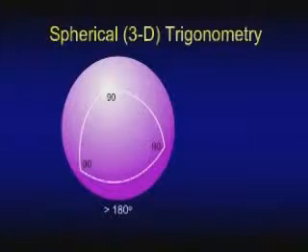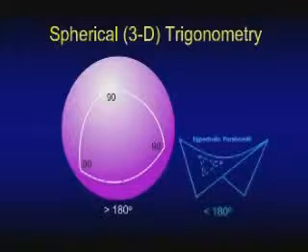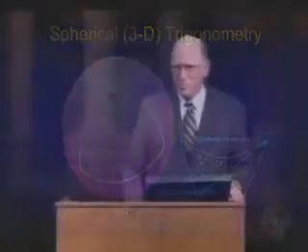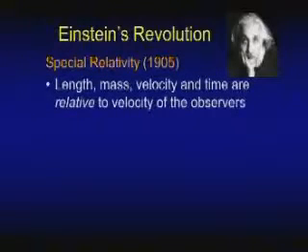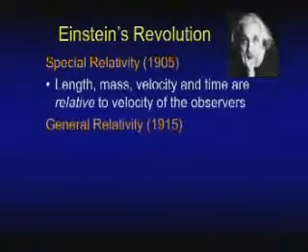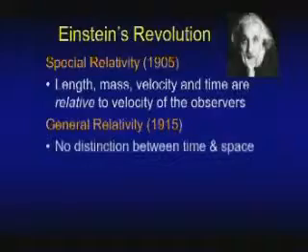So if you encounter a triangle with more than 180 degrees in the sum of the angles, you know that you're on a convex surface. If you have less than 180 degrees, it turns out you probably encountered a hyperbolic paraboloid, which I don't think is a concern to most of us. We'll move on. This was the kind of insight that led Einstein to his revolutionary theory of special relativity in 1905, where he discovered that length, mass, and time are relative to the velocity of observers. But then he generalized that in 1915 to what we call the general theory of relativity, in which we know that there's no distinction between time and space.